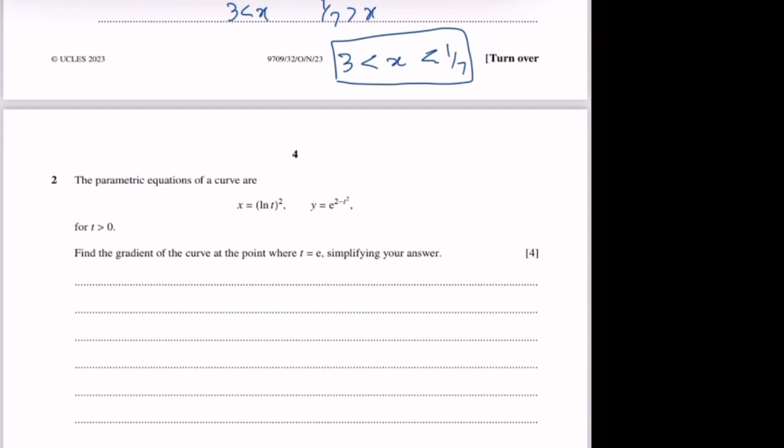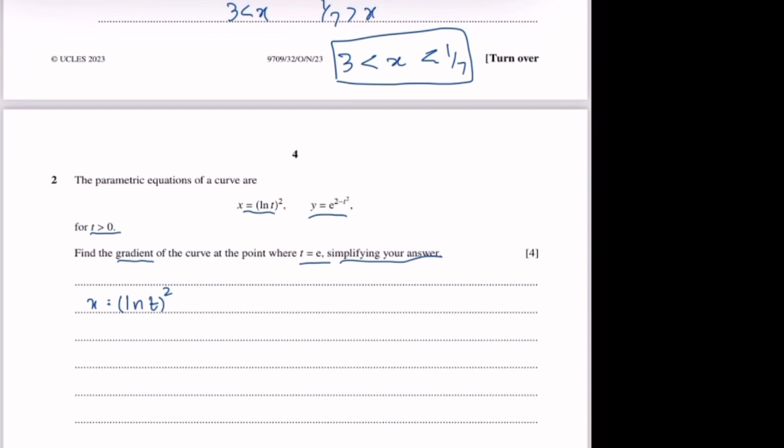The parametric equations of a curve are this and this for t is greater than 0. Find the gradient of the curve at the point where t is equals to e, simplifying your answer. So we have these parametric equations and we have to find the gradient. So x is equals to ln t whole squared.